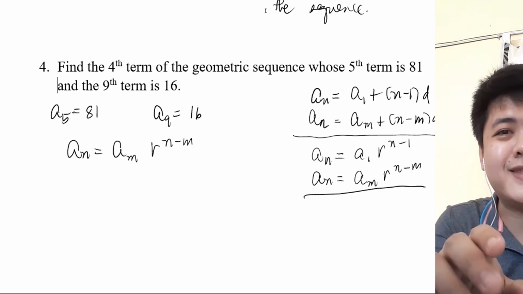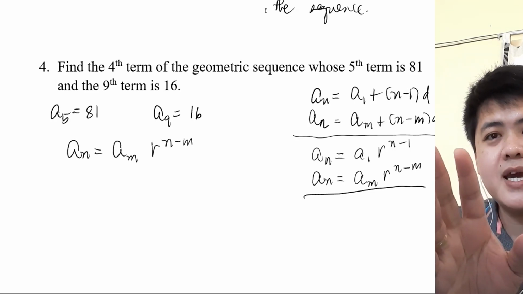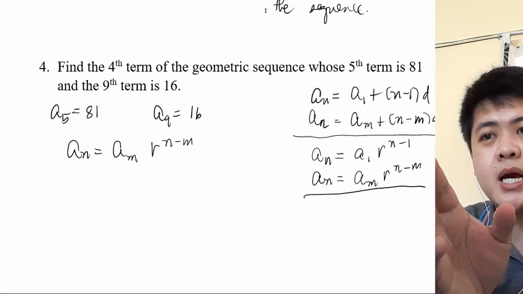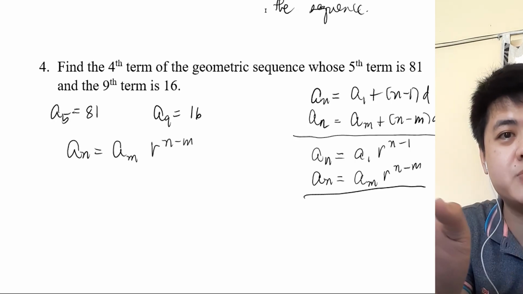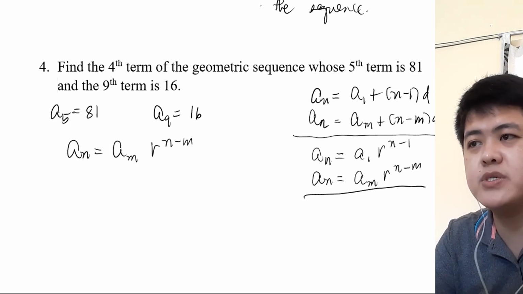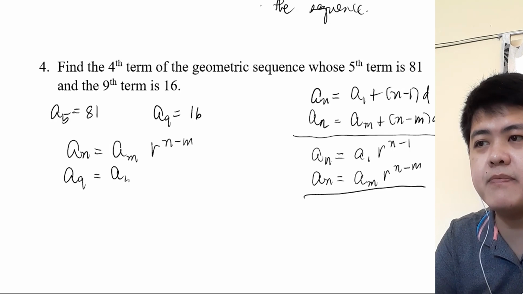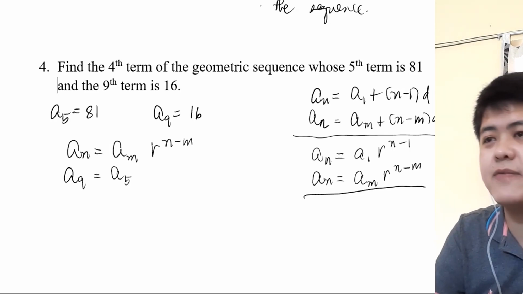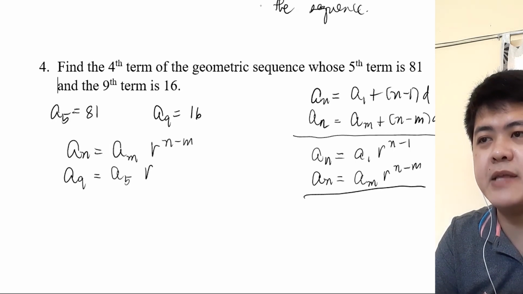This is just our formula. It means n comes later than m. M is not the first term, but we should know it is a previous term, an earlier term compared to a sub n. So we'll use 9. We'll get a sub 9 equals a sub m, so that's 5, since a sub 5 is given. R raised to what? 9 minus 5.